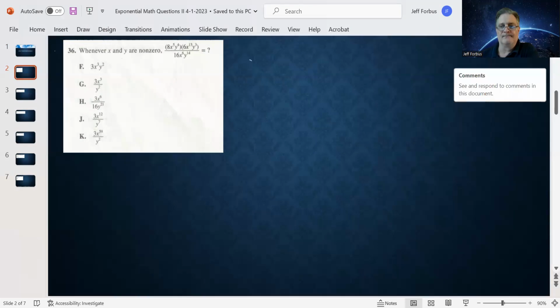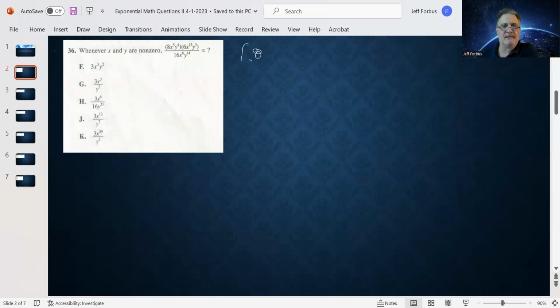So 8x to the 5th times y to the 4th times 6x to the 13th y cubed divided by 16x to the 6th y to the 14th. So let's go ahead and multiply the numerator together. The two terms, the numerators together.